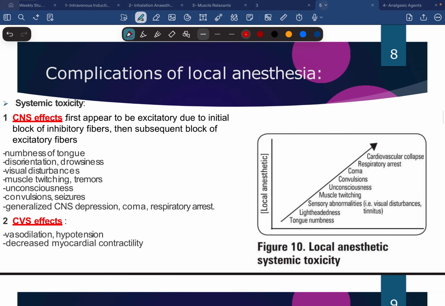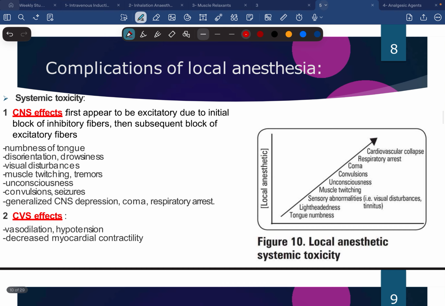What happens if there is a local anesthetic toxicity? Your patient presents, usually the first thing they will have is a tinnitus in their ears and a numbness in the tongue or around their mouth. This is the first thing that happens. This is usually a simple one. But then there's disorientation, drowsiness, visual disturbances, muscle twitching, might be up to loss of consciousness, seizures, hypotension, arrhythmias, and generalized CNS depression, coma, and respiratory arrest. You have to recognize it early.